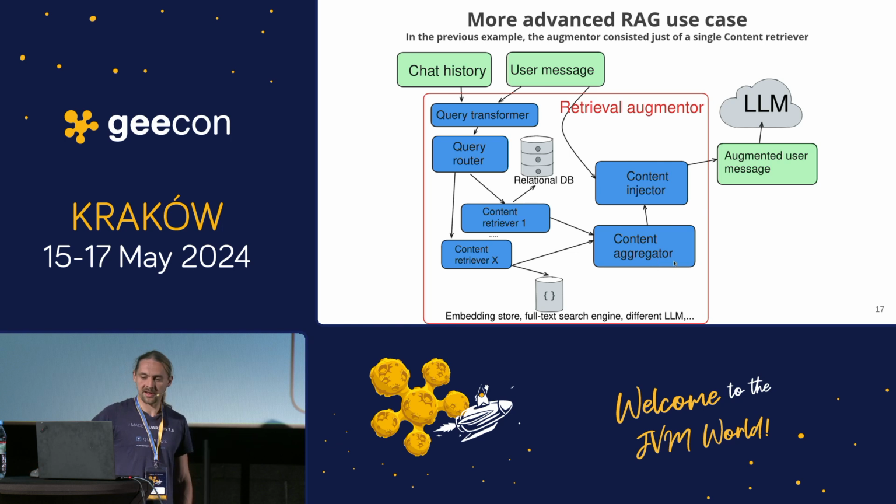Then you aggregate the content found by all these retrievers, and then a content injector injects the result, the aggregated contents, into the original question. And all these blue things together are called a retrieval augmenter in our terminology in Langchain4j. That retrieval augmenter produces the augmented user message, and that user message is sent to the LLM and contains all the necessary context for the LLM to be able to answer.